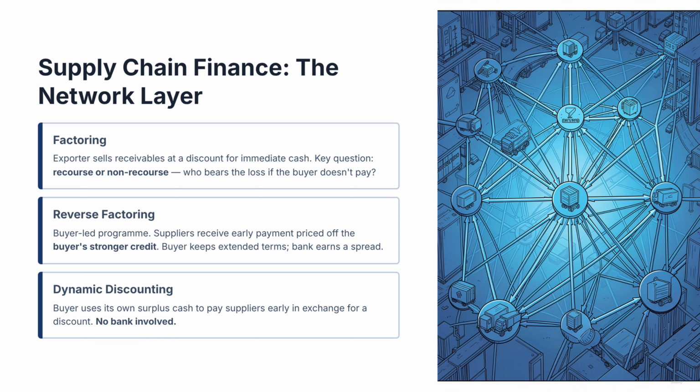Dynamic discounting removes the bank from the equation entirely. The buyer uses its own surplus cash to pay suppliers early in exchange for a discount. No external financing involved. A useful tool for cash-rich buyers who want a return on idle liquidity.